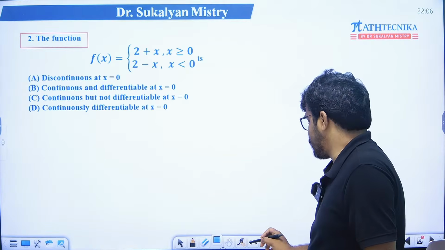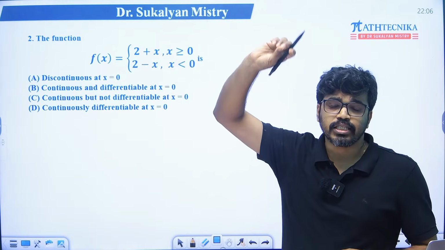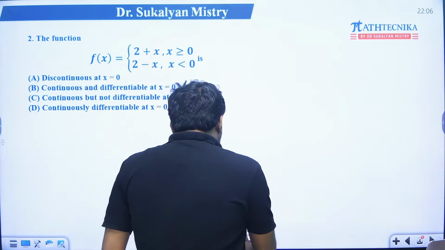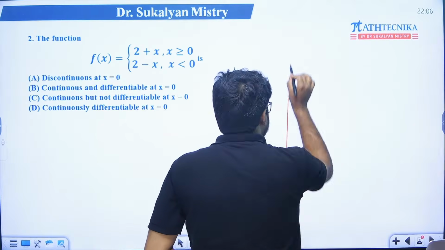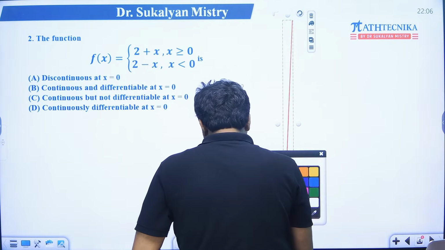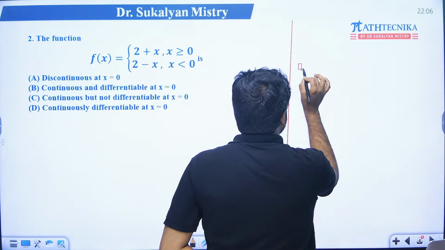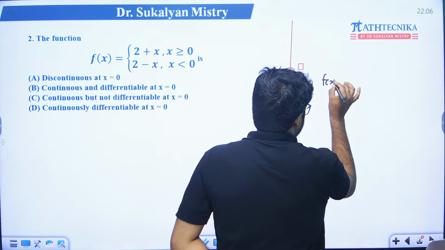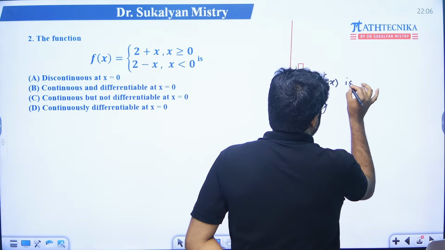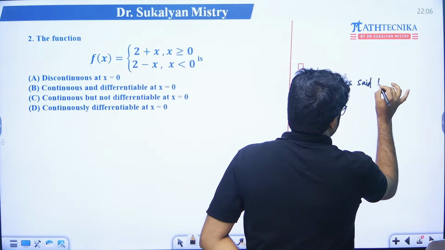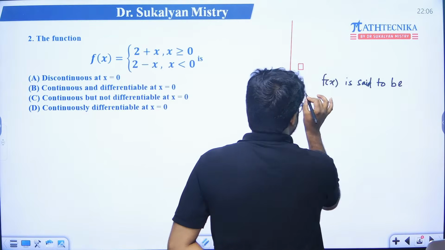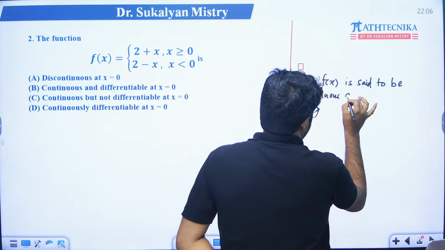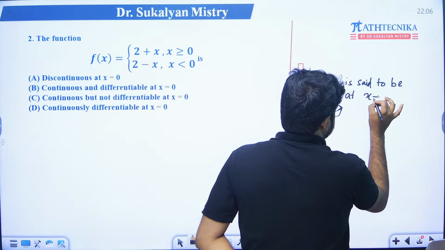So what is given? This is a problem from continuity. So just recall the definition of a continuous function. First, what is the definition of a continuous function? A function f(x) is said to be continuous at the point a, suppose at x is equal to a.